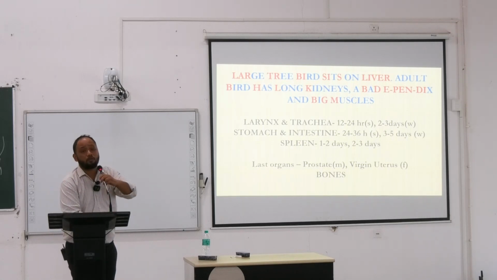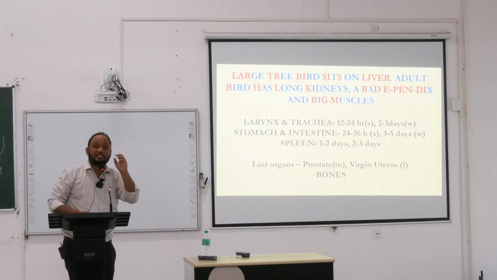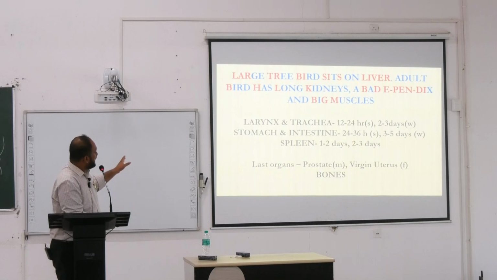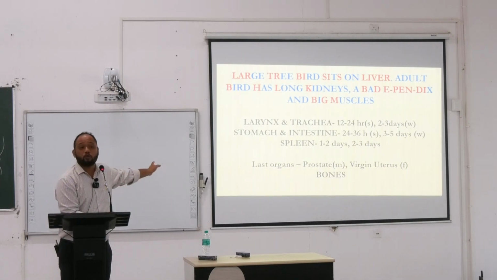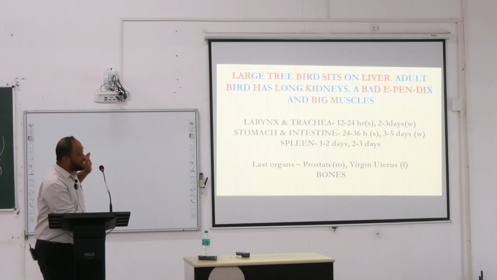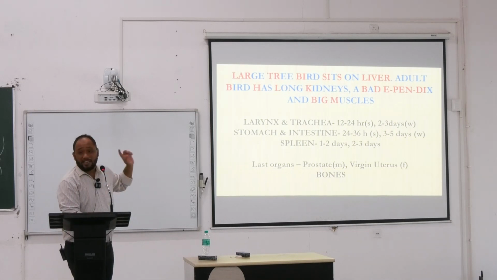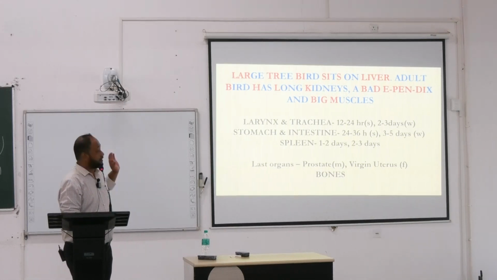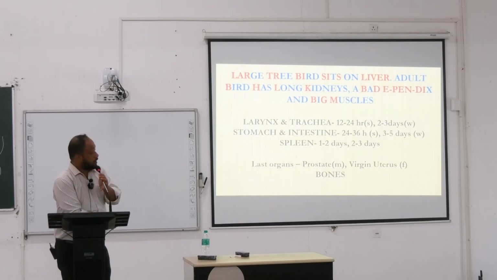We will try to understand the time periods of the organs that decompose. Larynx and trachea will start decomposing at 12 to 24 hours in summer, 2 to 3 days in winter. Stomach and intestine, 24 to 36 hours. Spleen, 1 to 2 days. Last organ, which is an important MCQ term: prostate in males and uterus in females, and of course bones in both, will be last to decompose.